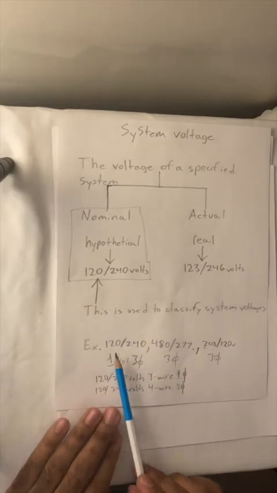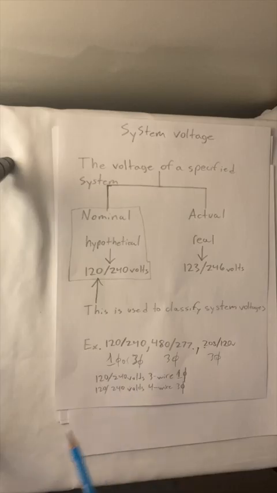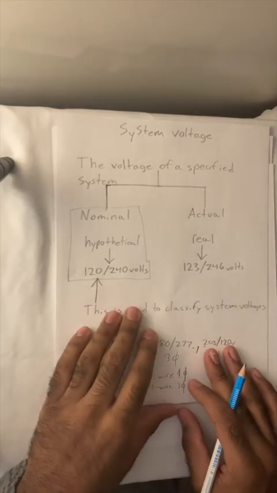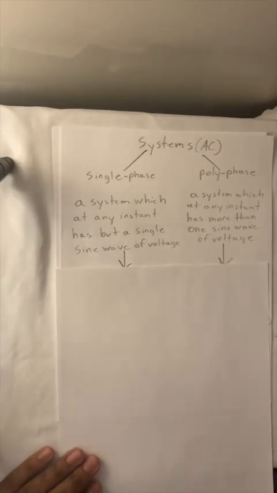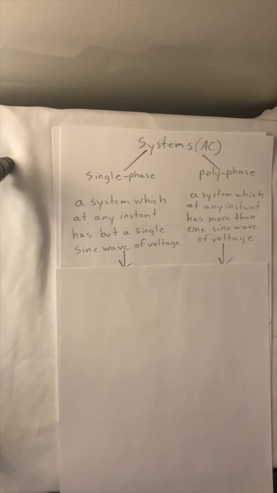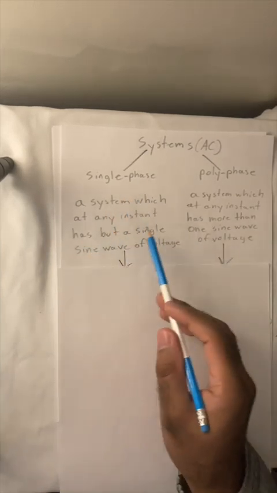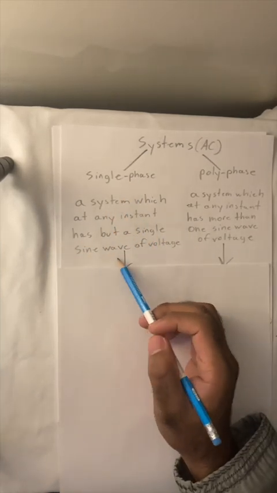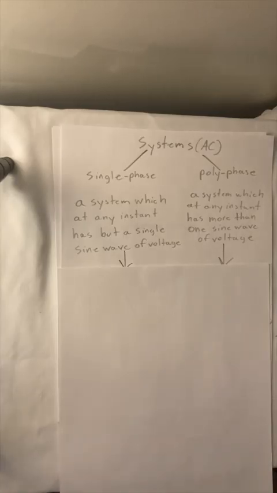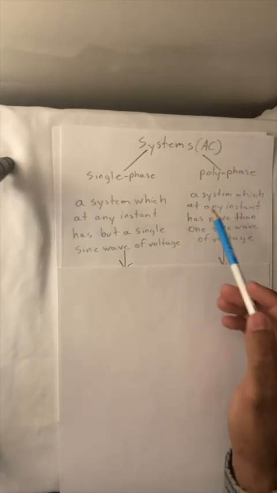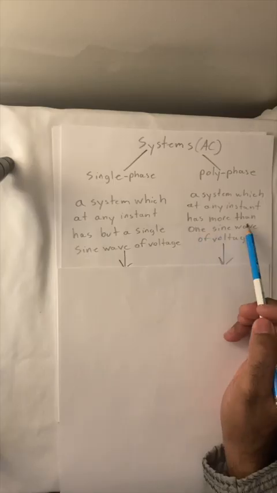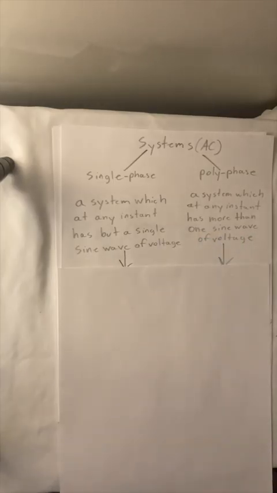And we also discussed that we have 12240, for instance. We have single phase, we have three phase. Now we are going to mention the different types of systems. As was mentioned, we have single and we have polyphase. A single phase system is a system which at any instant has but a single sine wave of voltage. A polyphase system is a system which at any instant has more than one sine wave of voltage.